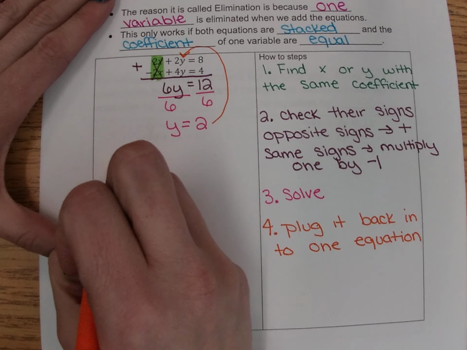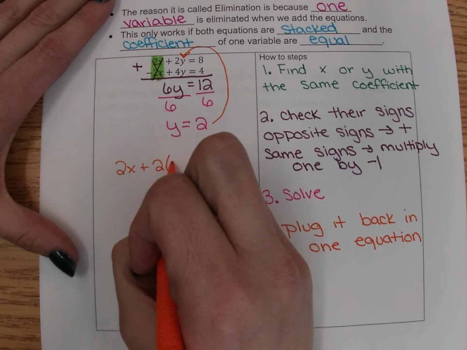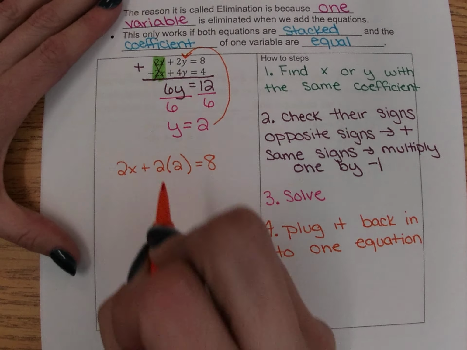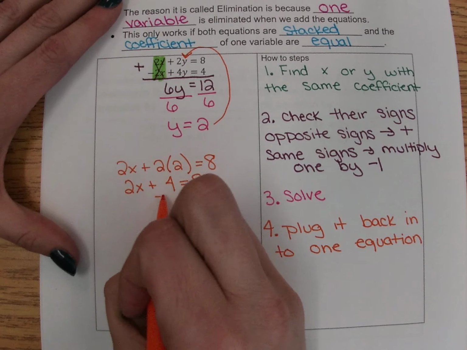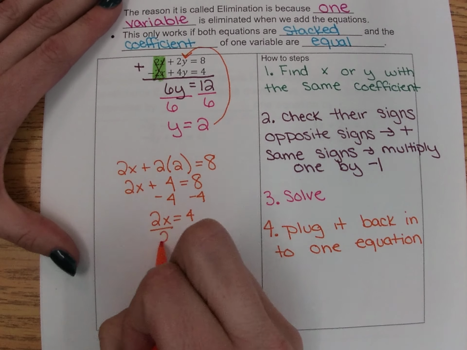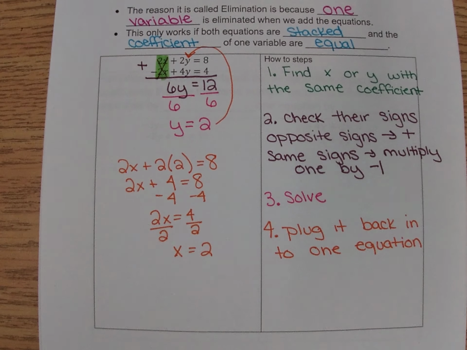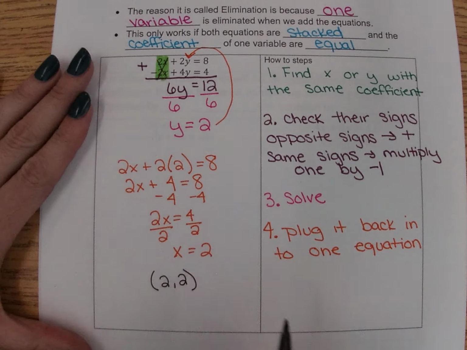So I now have a new equation that says 2x plus 2 times, instead of y, I'm replacing that with 2, equals 8. Well, I know 2 times 2 is 4, so I now have 2x plus 4 equals 8. And this is an equation that I can solve. And then again, just like we have been saying all unit, we can write our answer as x equals 2, y equals 2, or we can write our final answer as (2, 2).